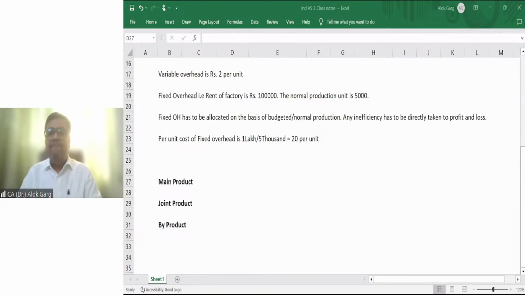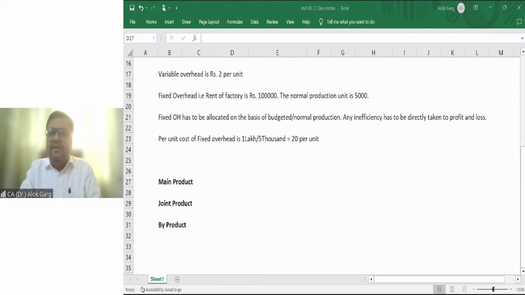byproduct. So what is a joint product? Joint products are those products which emerge in the production process and which have a significant value. Byproducts are those products which do not have a significant value. In this example, kerosene can be considered a byproduct. So one thing we understood: a joint product has authority like a main product, but a byproduct is a residual kind of thing.